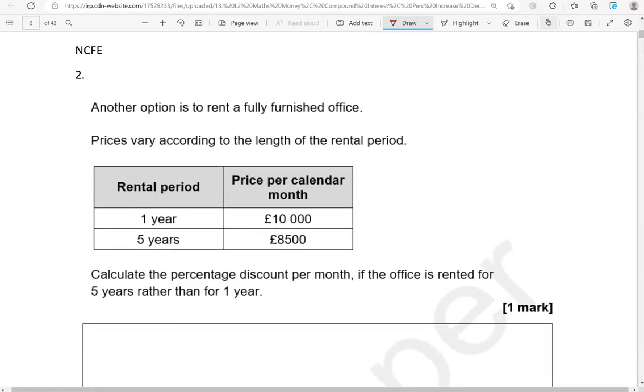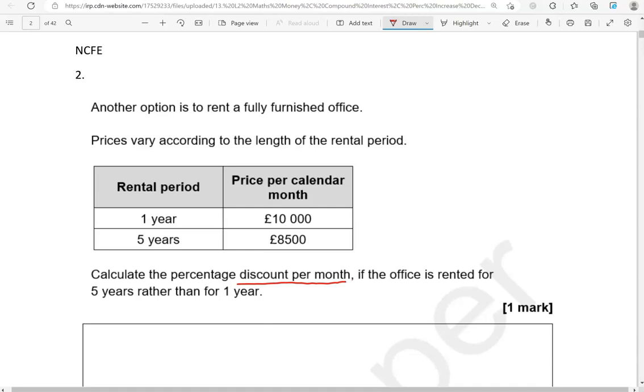Another option is to rent a fully furnished office. So this question links to a previous one. Prices vary according to the length of the rental period. We've got rental period 1 year, price per calendar month £10,000. 5 years, that is £8,500. Calculate the percentage discount per month if the office is rented for 5 years rather than 1 year. So we're looking at the percentage discount per month.